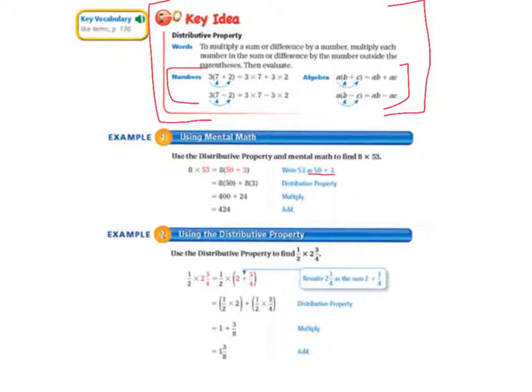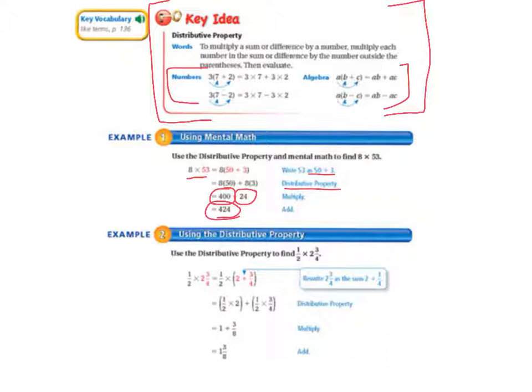This is the important key step of using the distributive property to break up the large number into 2 or more parts. So when you do that, 8 times 53 looks like 8 outside of the parentheses and 50 plus 3 inside the parentheses. The distributive property has you multiply 8 times 50 and then add 8 times 3. When you multiply that, 8 times 50 is 400, and 8 times 3 is 24, and then you can quickly add that together and get 424.